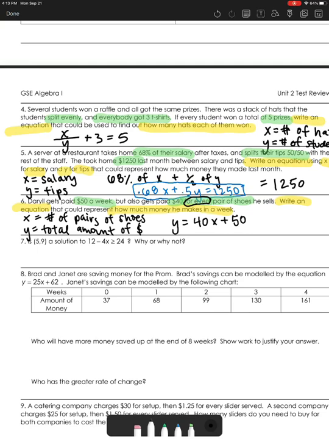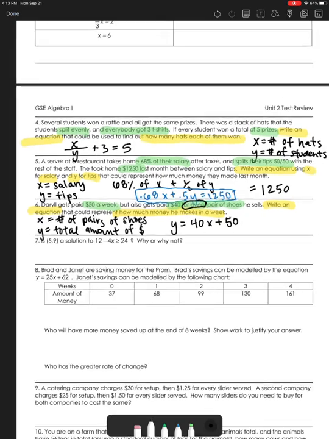So if X were to be 0 and he sells no shoes, he makes $50. If he sells 1 pair of shoes, he makes $90. If he sells 2 pairs of shoes, he makes $130. So that is how you write that equation to represent how much money he makes in a week. Again, questions, come to class with your questions.